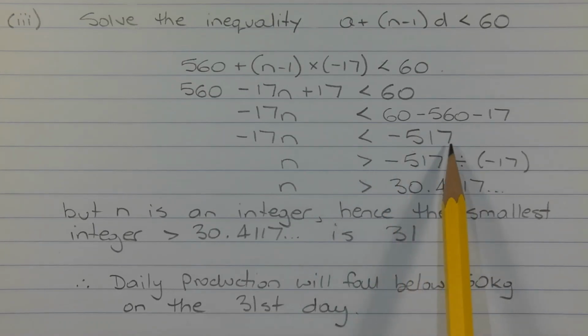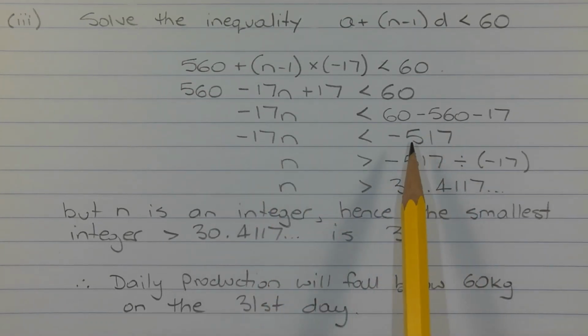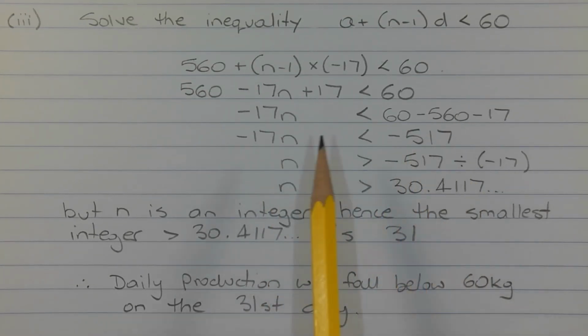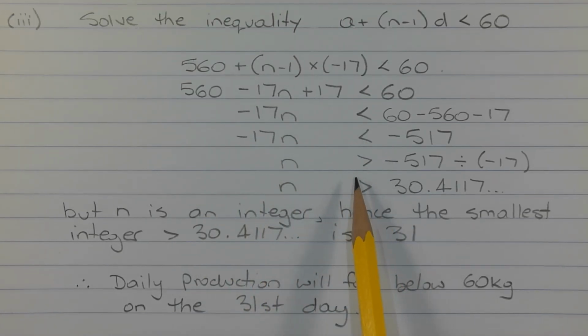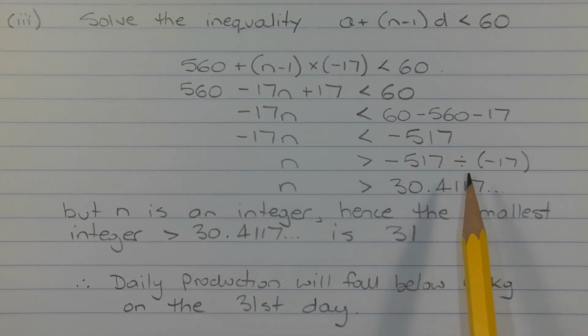Dividing the right-hand side by the coefficient of n, so we're going to divide negative 517 by negative 17. Because we're dividing by a negative number, we need to switch the inequality symbol around, so the less than becomes greater than. So n is greater than negative 517 divided by negative 17, so n is greater than 30.4117 and so on.